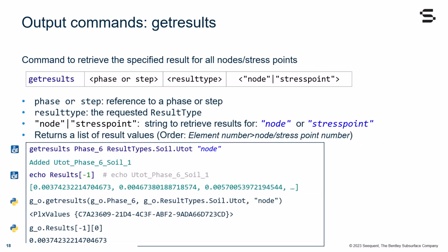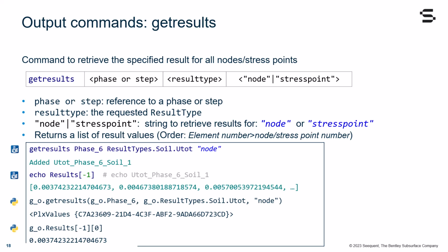Moving to a more generic command, the getResults command allows to retrieve the specified result for all nodes and stress points. The command syntax has the following parts. The command name, getResults, the reference to a phase or step, the requested result type, and a string specifying node or stress point, which is used to retrieve results for a node or a stress point. This command returns a list of result values. The order of this list is per element number, per node, or per stress point.